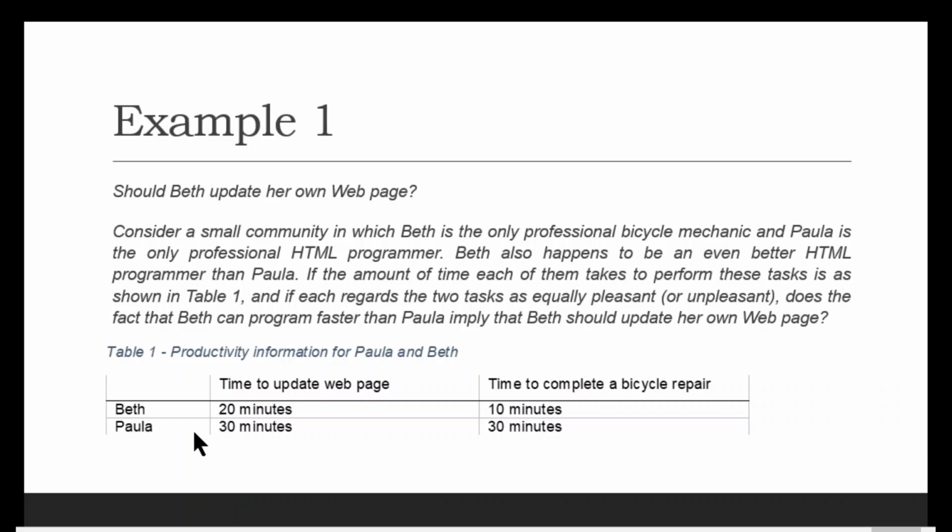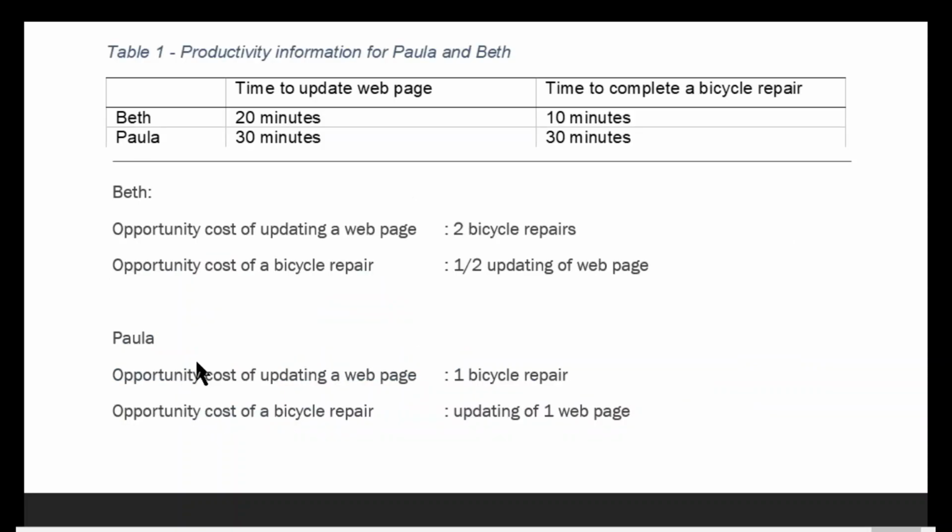However, is it advisable for Beth to choose becoming a programmer instead of being a mechanic? So that's why we need to use the comparative advantage to help us analyze if it is really a good decision to shift to becoming a programmer. Okay, so let's compute the opportunity cost. For Beth, if she chooses to update a web page, it will cost her 2 bicycle repairs. Why will it cost her 2 bicycle repairs?